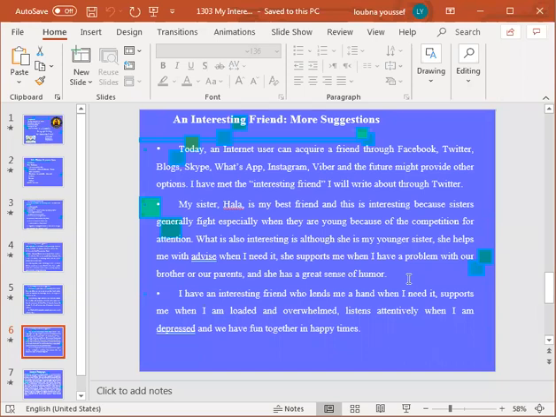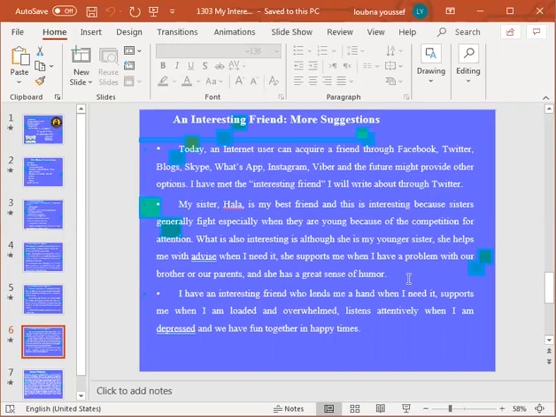The idea that you can acquire a friend through Facebook, through Twitter, through blogs, through Skype, through WhatsApp, through Instagram, through Viber, and the future might provide other options. I have met the interesting friend I will write about through Twitter. And then the writer needs to provide 3 controlling ideas why this friend that has been acquired through Twitter is an interesting friend.